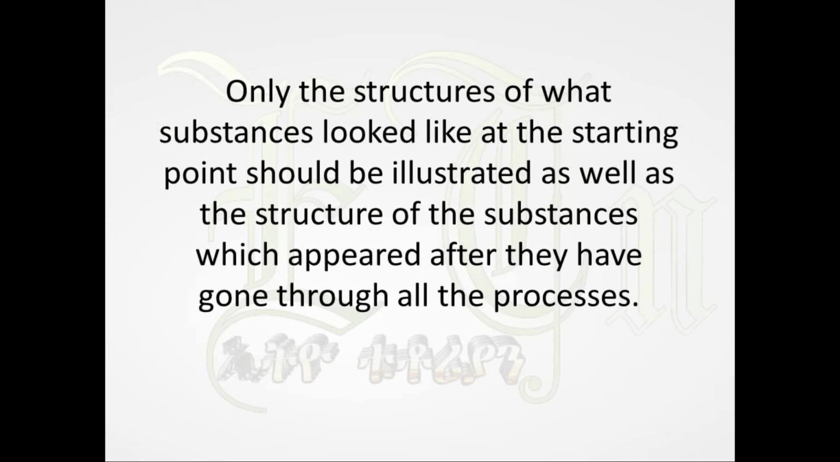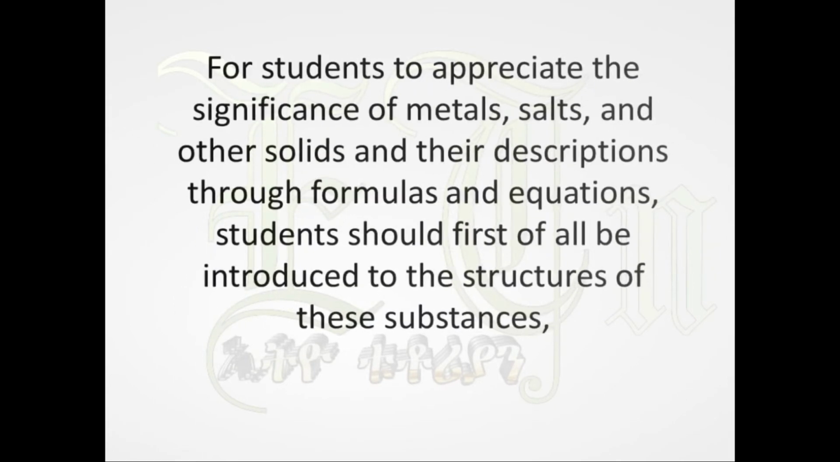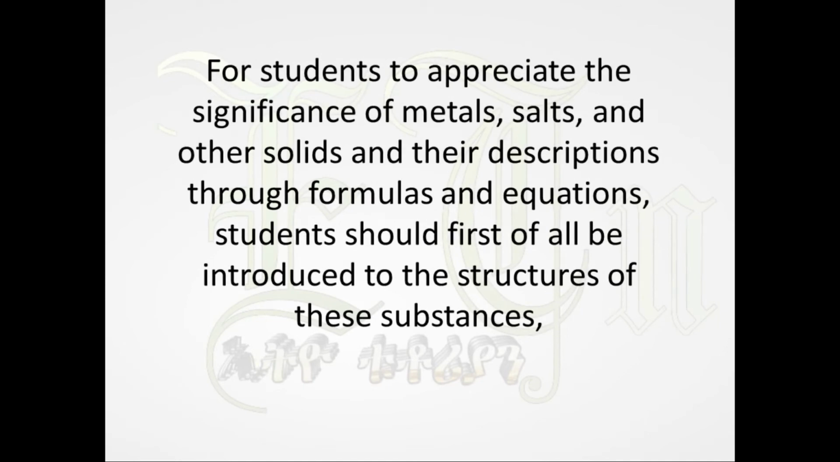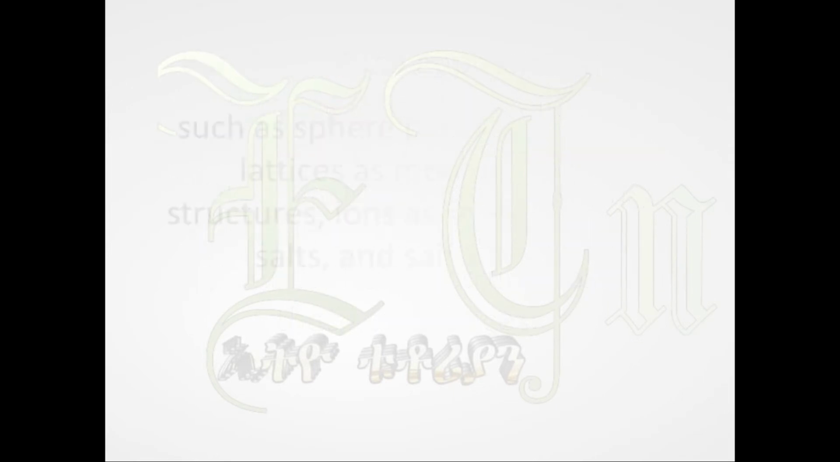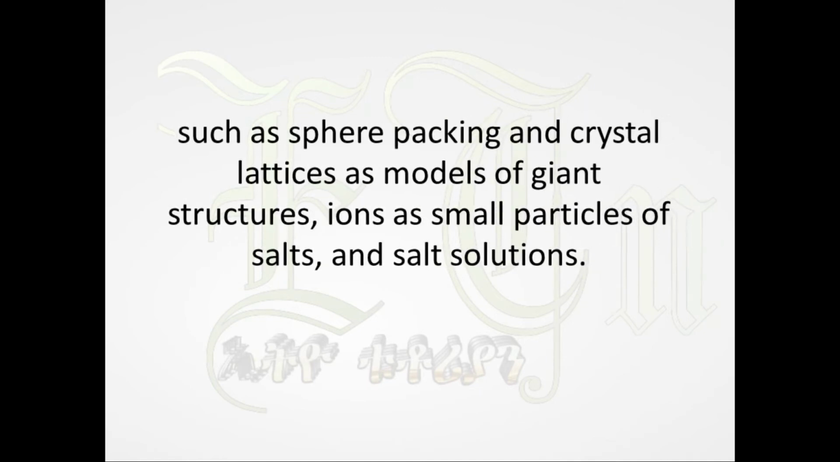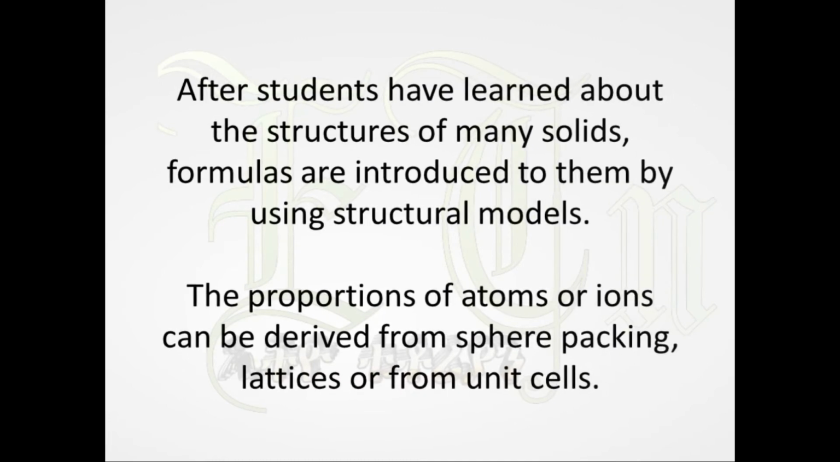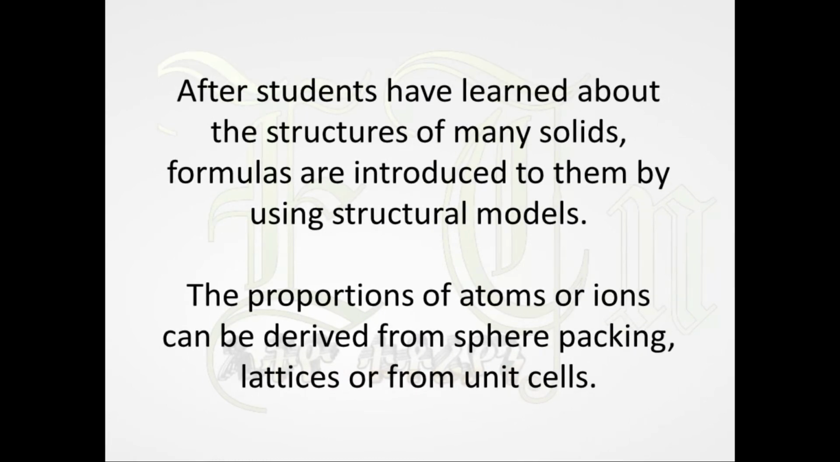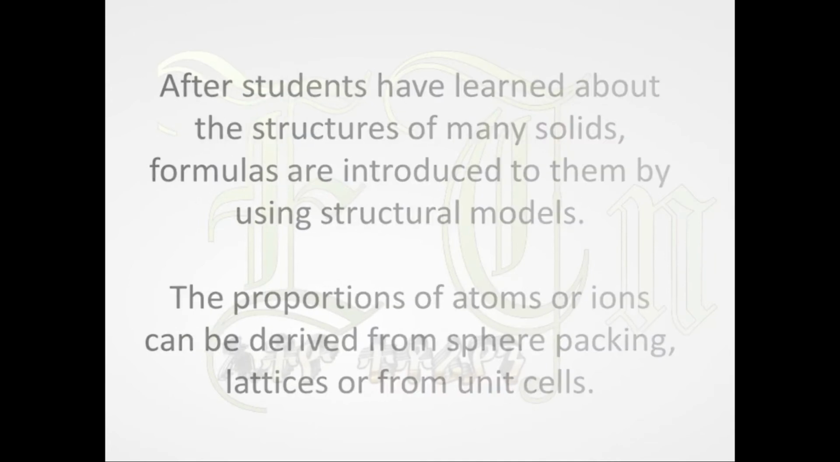Only the structures of what the substances looked like at the starting point should be illustrated, as well as the structure of the substances which appeared after they have gone through all the processes. For students to appreciate the significance of metals, salts, and other solids, and their descriptions through formulas and equations, students should first of all be introduced to the structures of these substances, such as sphere packing and crystal lattices as models of giant structures, ions as small particles of salts, and salt solutions. After students have learned about the structures of many solids, formulas are introduced to them by using structural models. The proportions of atoms or ions can be derived from sphere packing, lattices, or from unit cells.